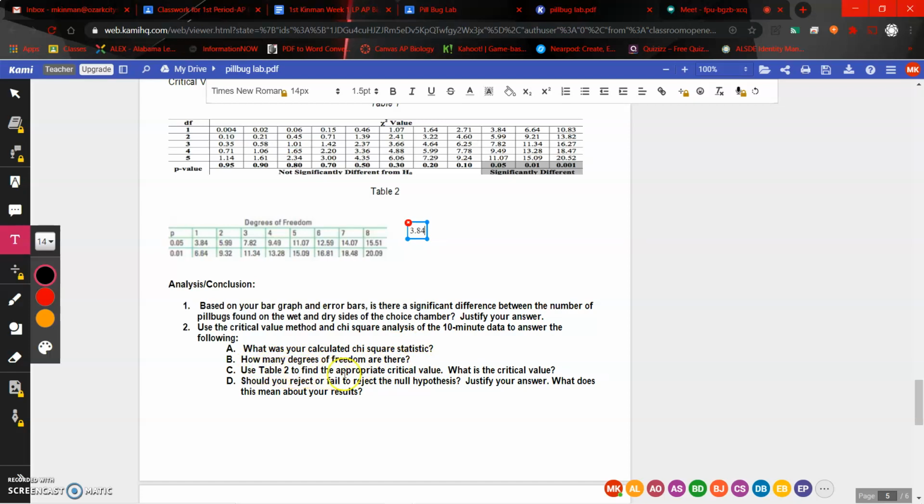It says use table 2 to find the appropriate critical value. What is the critical value? All right, we said it's going to be 3.84. We used 0.05 versus 1. You got 3.84. Now, should you reject or fail to reject the null hypothesis and justify your answer? What does this mean about your results? So for that, we're going to need to refer back to the notes.